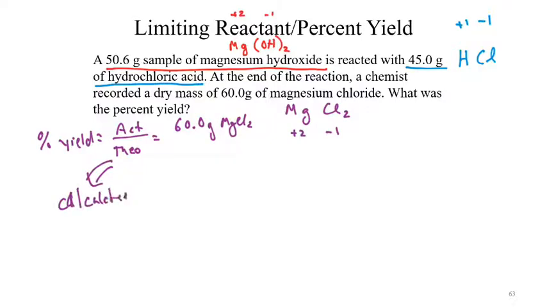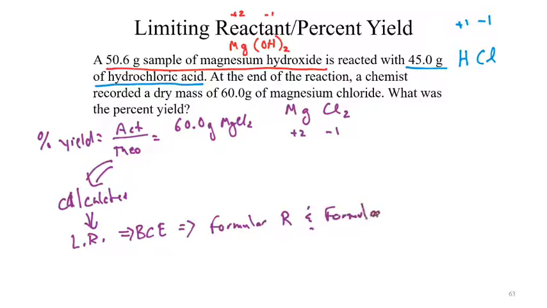It gets calculated through a limiting reactant situation. The limiting reactant situation is going to require doing a substance conversion, which means we need a balanced chemical equation. To get the balanced chemical equation, I would actually need to know my reactants and products. So I would need the formulas for my reactants. I would also need to be able to predict the formulas for my products because I know what kind of chemical reaction this was based off of the information given.